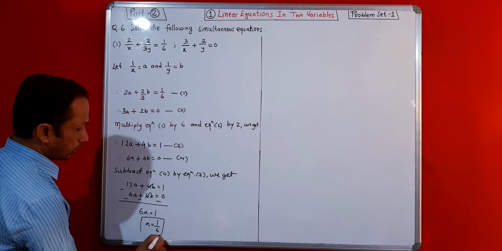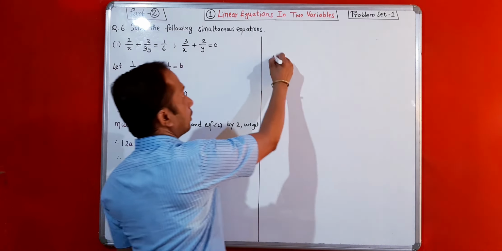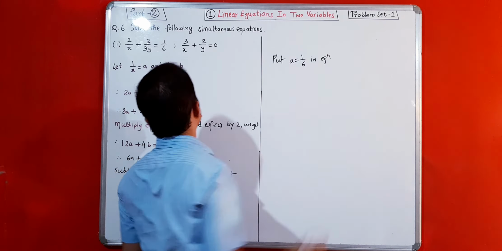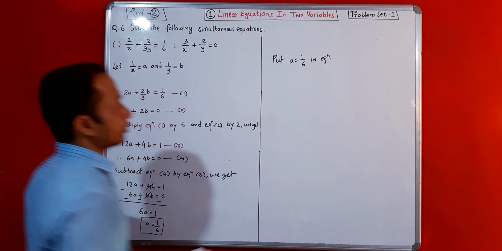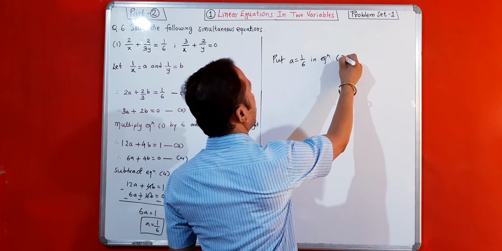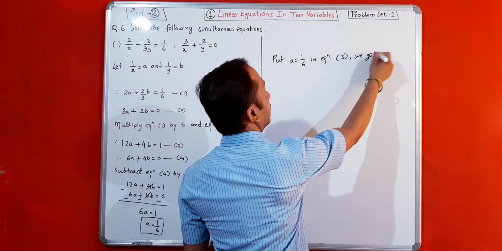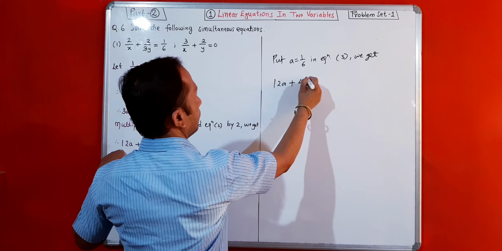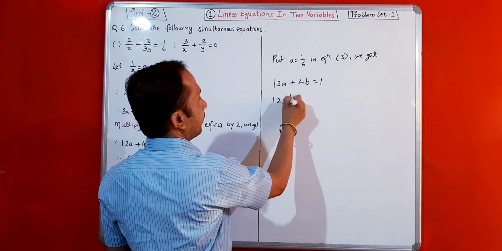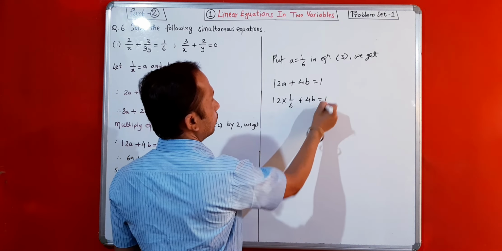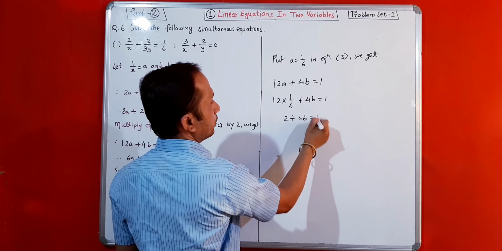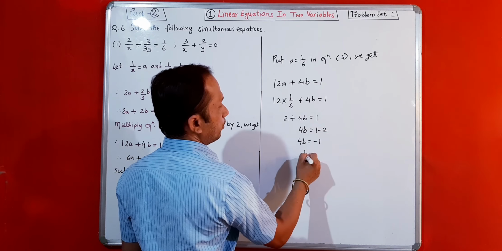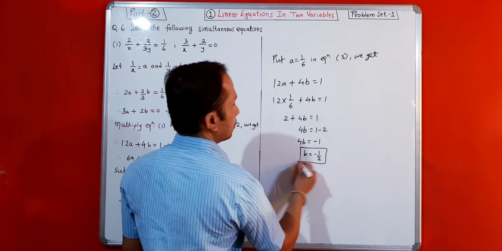This is changed. Now put a is equal to 1 upon 6 in any equation, take the first equation, equation number 3. We get 12a plus 4b is equal to 1, so 12 into 1 upon 6, which is 2, 4b is equal to 1, 4b is equal to 1 minus 2. So 4b is equal to minus 1, b is equal to minus 1 upon 4. So these are the values.